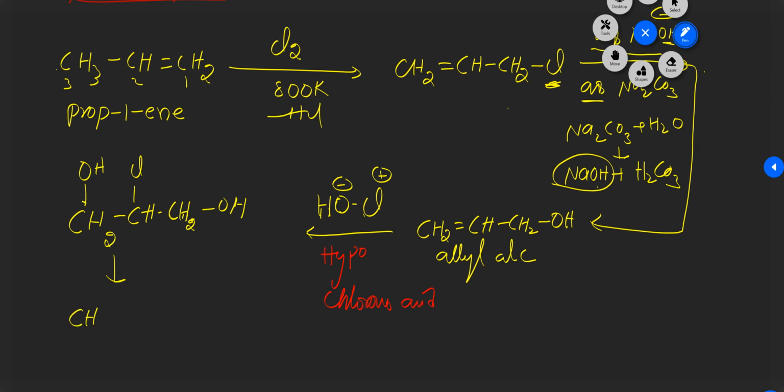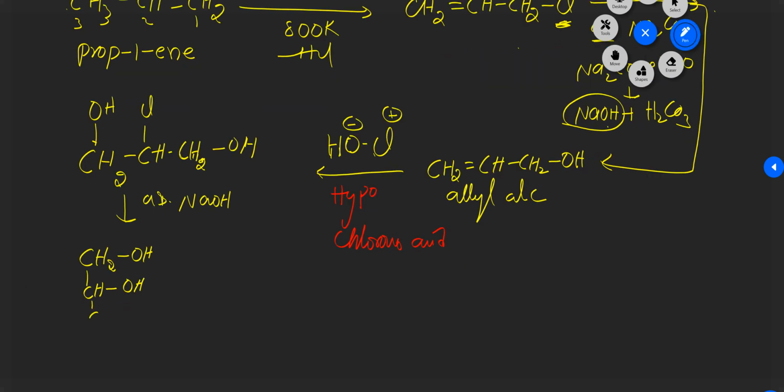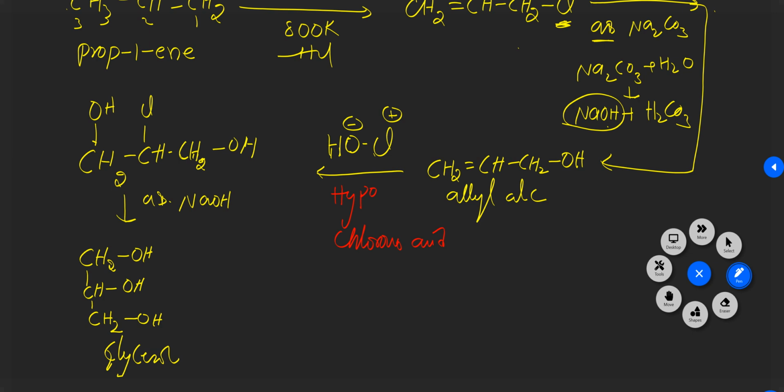CH2OH and this one is CH2OH. You can take aqueous NaOH or any base. You can replace this chlorine with the OH. CH2 and OH. The name of this one is glycerol. It's a preparation from propene. This is a general method to prepare glycerol in industries.